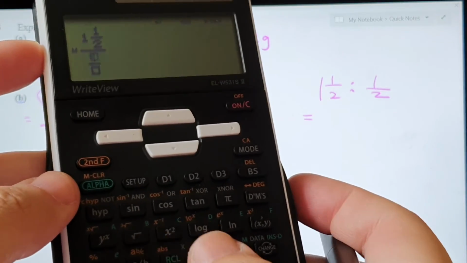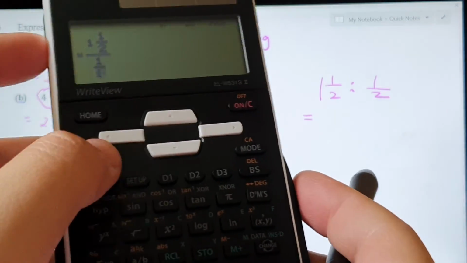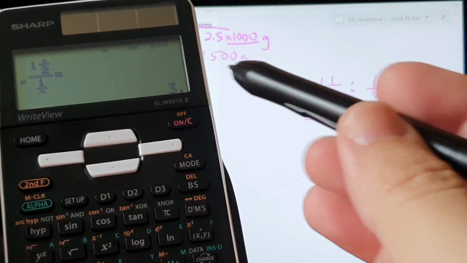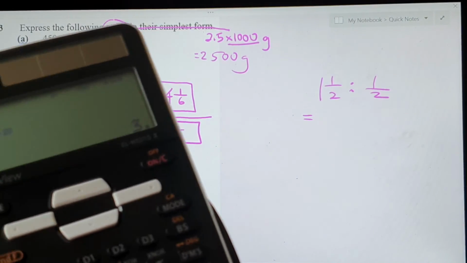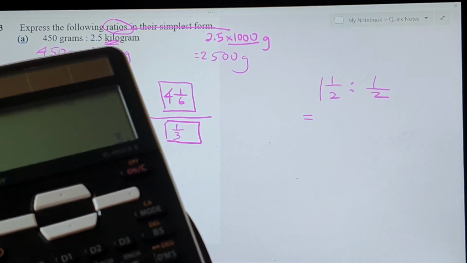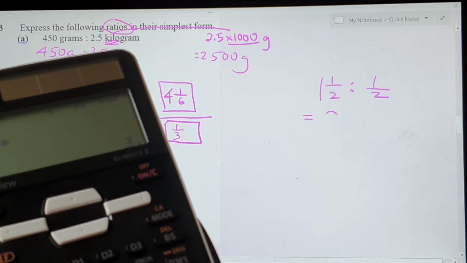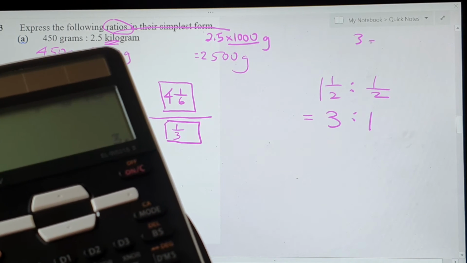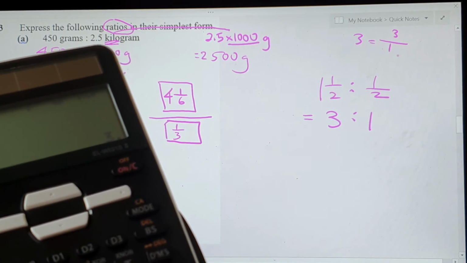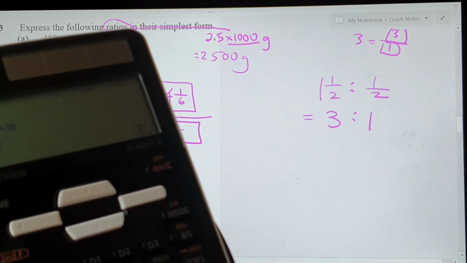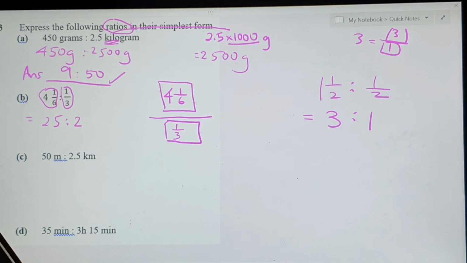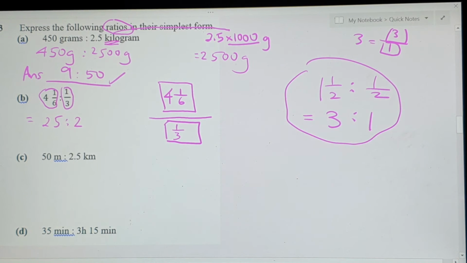So I press this A over B again. Then I press 1 over 2. Okay? Then I press equal. You see? The calculator gives me 3. How come only one number? Now, you must understand, right? 3 is actually 3 over 1. So it means it's 3 is to 1. Because 3 is actually 3 divided by 1, correct? But the calculator just gives you 3. It's actually 3 over 1. Understand? So you must give this as the answer if you are given this kind of question. Alright? Now let's do the next one.